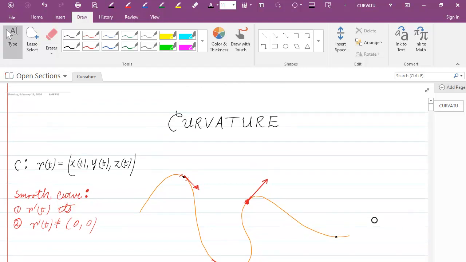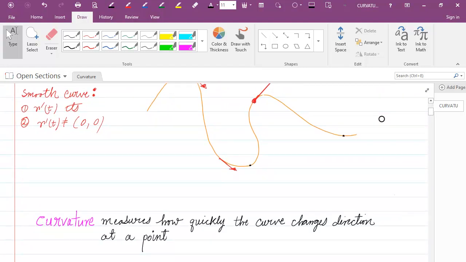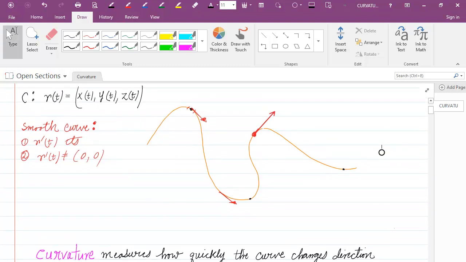Okay, so what is curvature? Well, curvature is a measure of how quickly the path changes direction at a point. So if you look at the point here and the point here, notice that the direction at this point changes more quickly than it does at this point. So the curvature at this point should be higher than the curvature at this point.